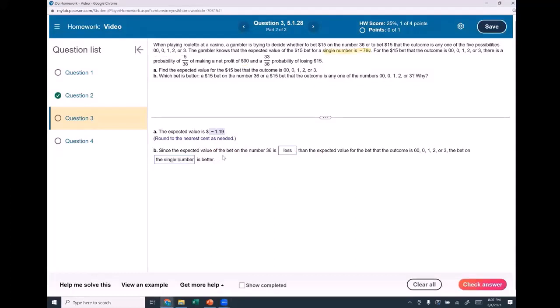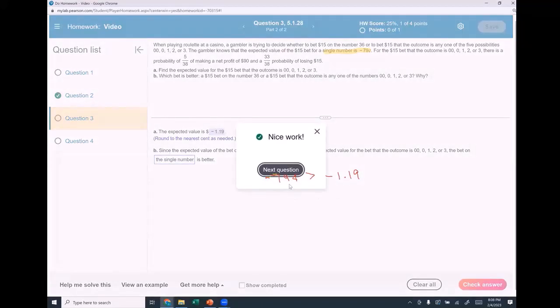Since the expected value of the bet on the number 36, that's negative 79 cents, is greater than negative 1.19, it's better to bet on the single number. Check answer. There we go.